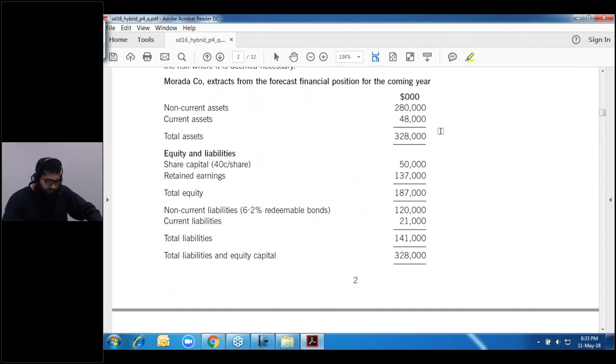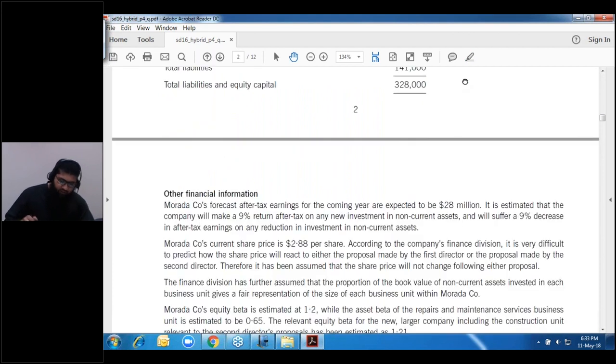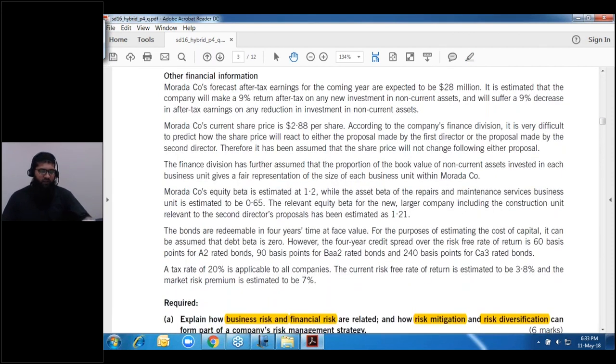So we do have this balance sheet, etc. And in the balance sheet, we do have this share capital, which is of 40 cents. The non-current liability includes 6.2% redeemable bonds. Let's move forward. Other financial information. Now, what is this other financial information? Let's talk.